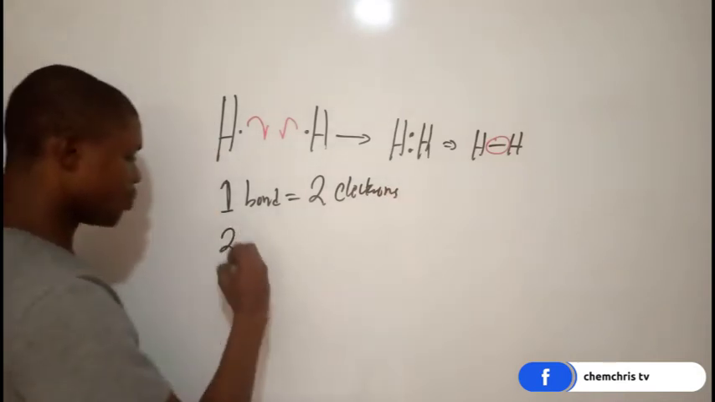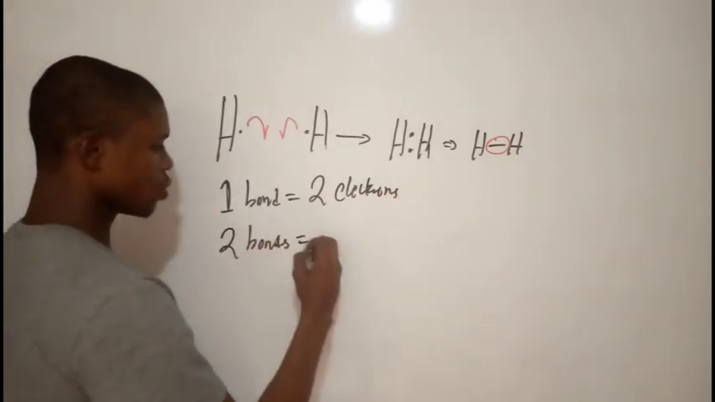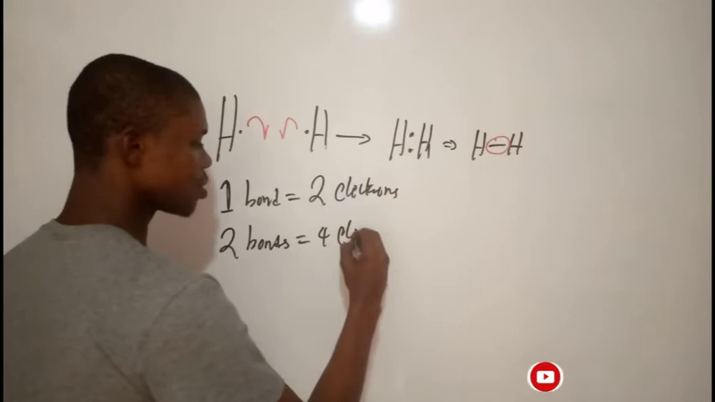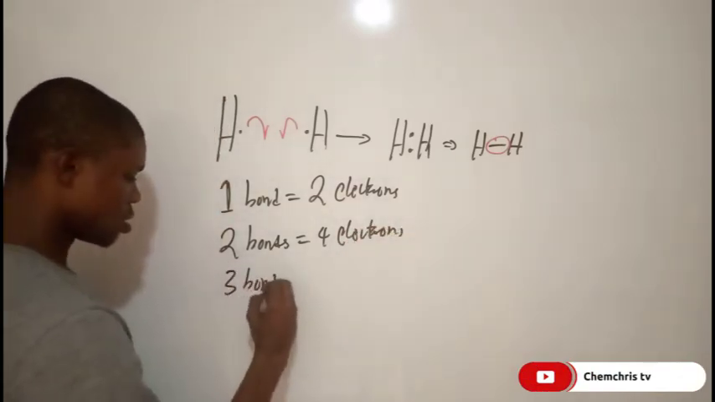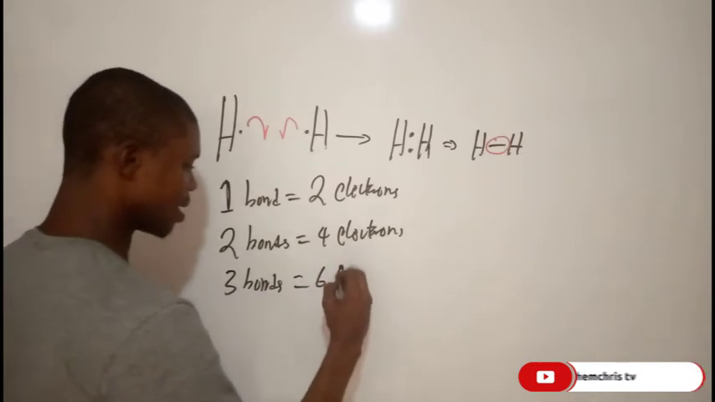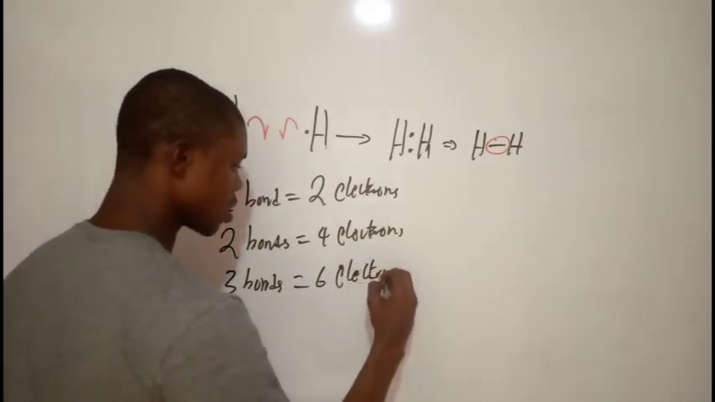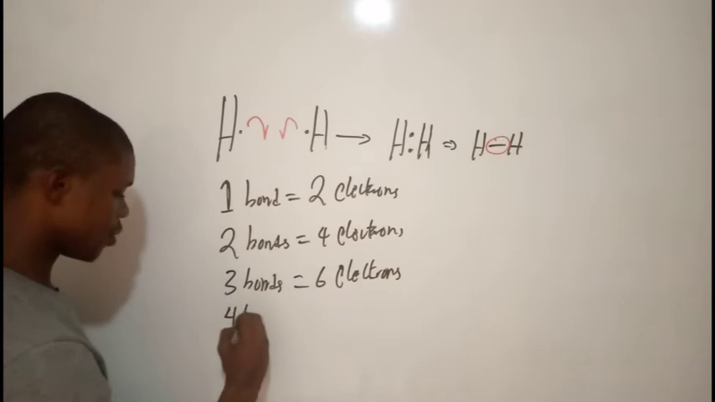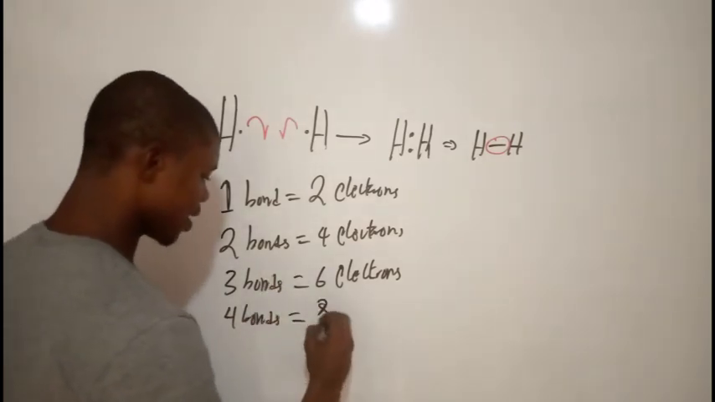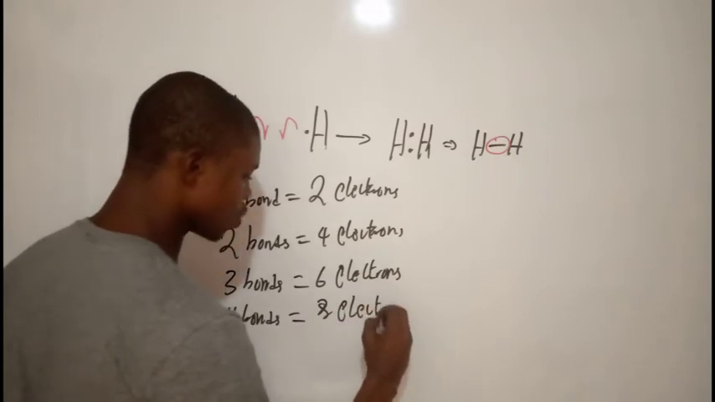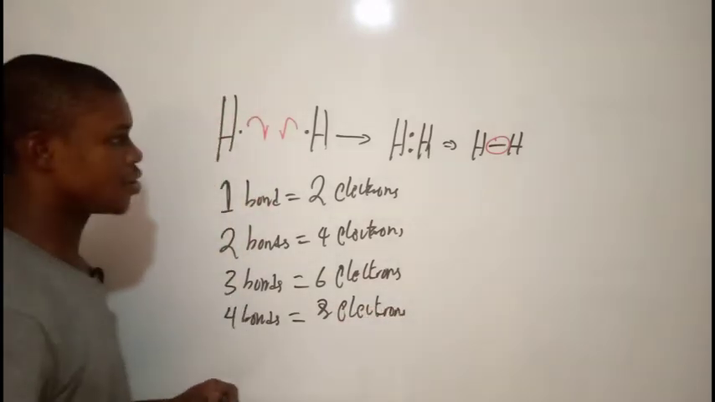Right there. 2 bonds is equal to 4 electrons. 3 bonds equal to 6 electrons. Then 4 bonds equals 8 electrons. So these are things you need to take note of. You get that?